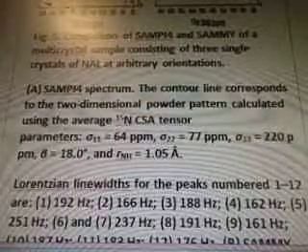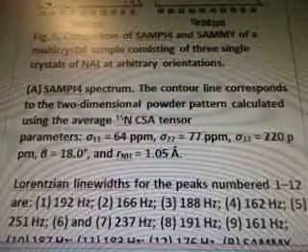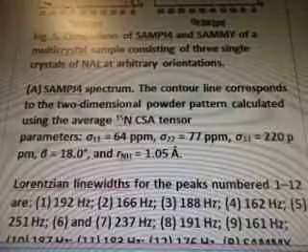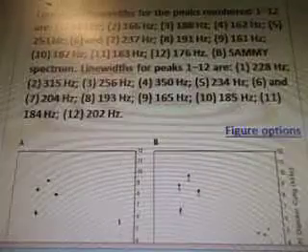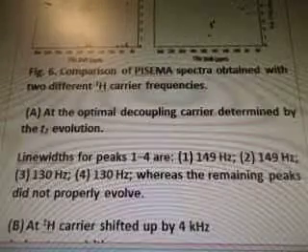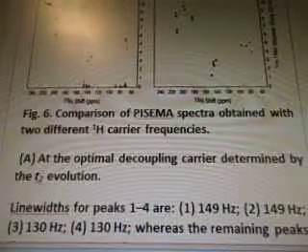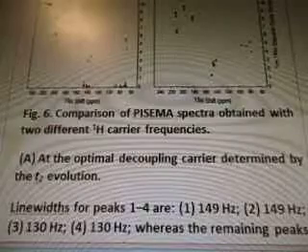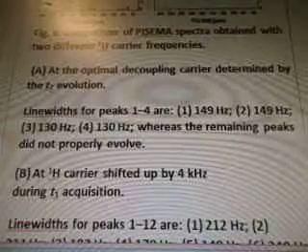SAMP14 spectrum, the contour lines correspond to the two-dimensional power pattern calculated using the average 15N CSA tensor parameters. So that's all Lorentzian line widths. Then there's another figure, comparison of plasma with 2 for 1 each carrier frequencies. Talks about optimal decoupling. Let's go back down to the lines here before. Oh, there's lots of data here. I'm not going to get through this before my battery dies.